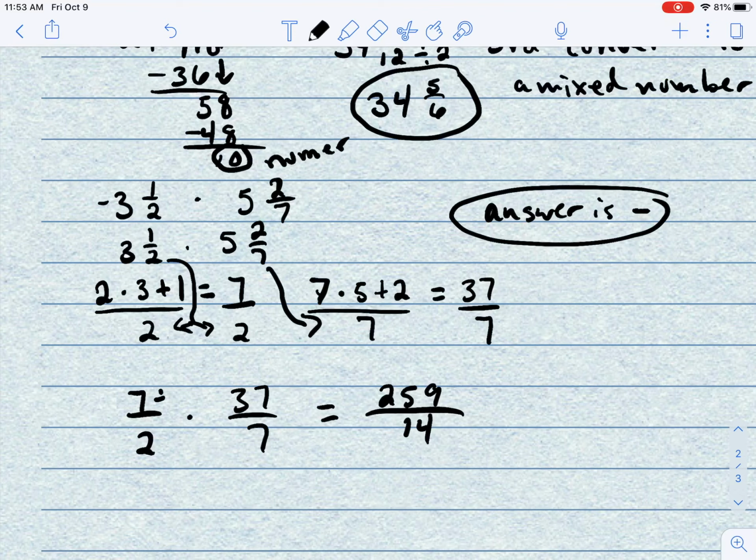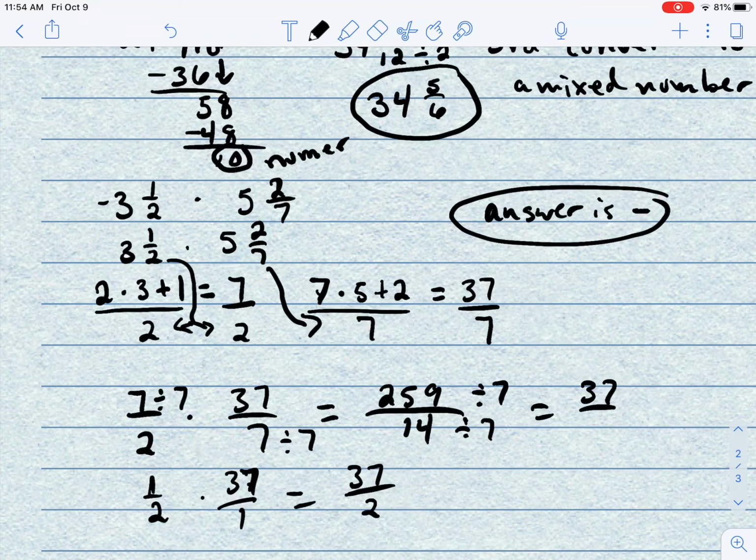Also, you can say, well, there's a 7 here and a 7 here, and so we can cross simplify. This becomes now 1/2, and this becomes 37 over 1. So when you multiply, you get 37 and 2. We can simplify this one over here as well and just say, well, we can divide both by 7, and you get 37 over 2 as well.